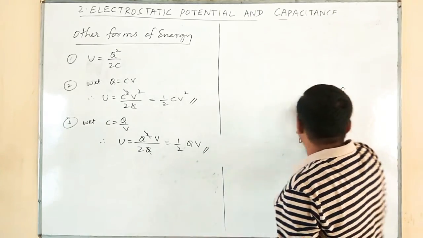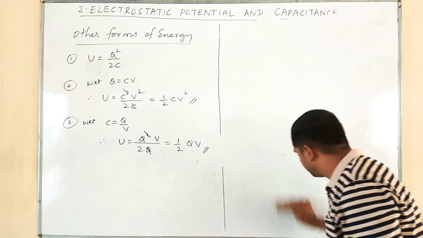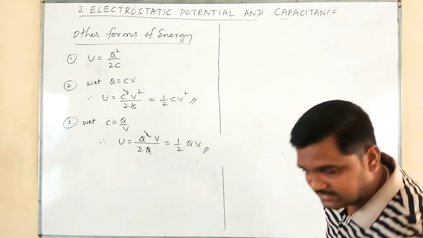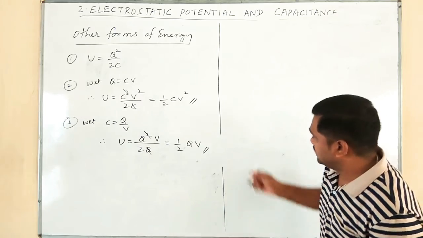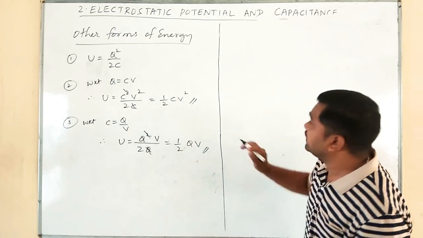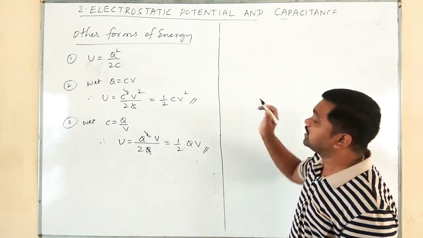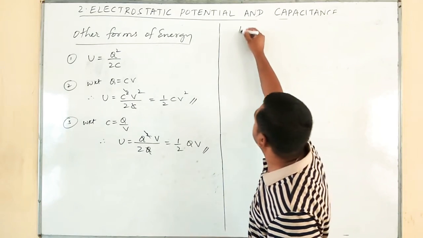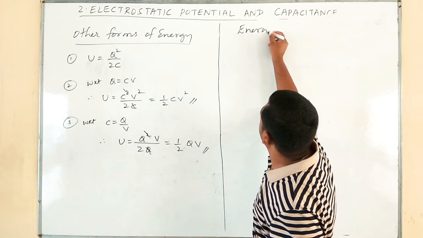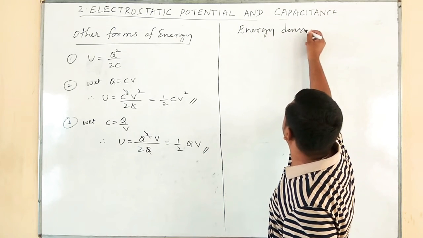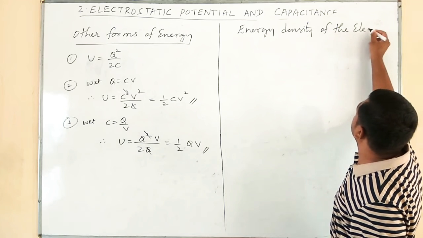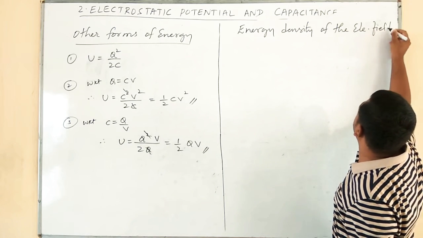Next, I will tell you one small derivation. Actually, this derivation you may or may not get in the examination, but they will ask at least for 2 marks: mention the expression for energy density of the electric field. Energy density of the electric field.